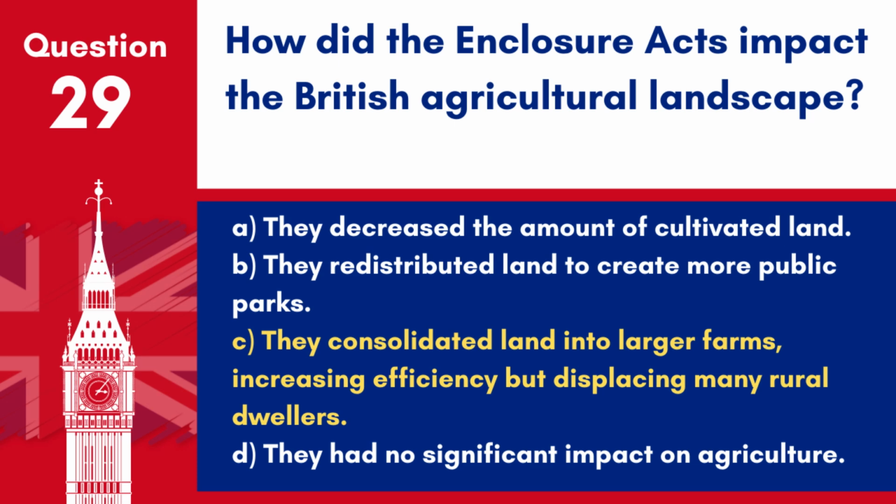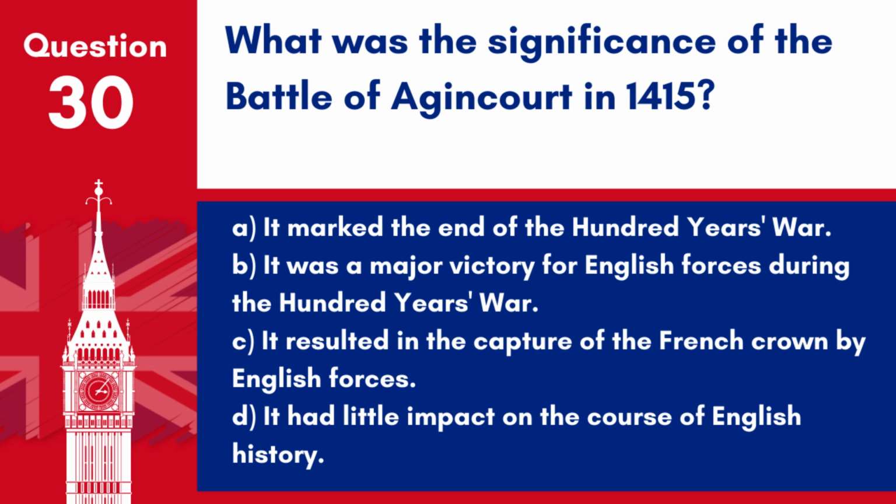The Enclosure Acts allowed for the privatization and consolidation of land, leading to more efficient farming but also causing social upheaval as many small farmers were displaced. Question 30. What was the significance of the Battle of Agincourt in 1415? A. It marked the end of the 100 Years' War. B. It was a major victory for English forces during the 100 Years' War.